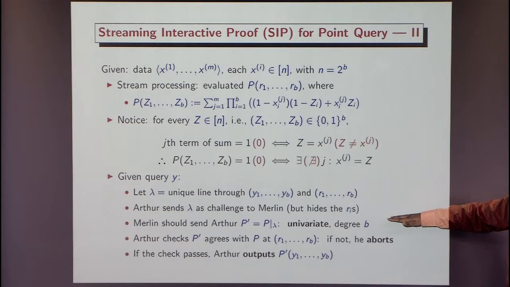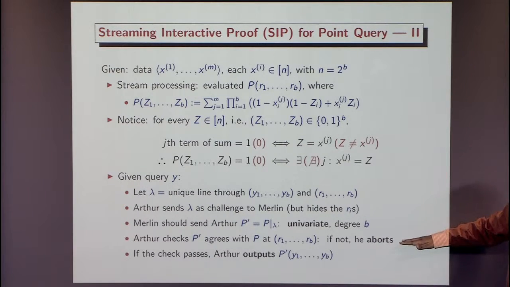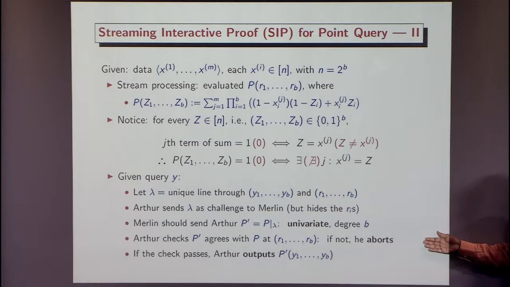Anyway, if Merlin doesn't cheat, then Arthur now has a description of the polynomial as restricted to that line, and we know that answering the query amounts to evaluating the polynomial somewhere on that line, so he can go ahead and evaluate it. The query is answered, so it's done.